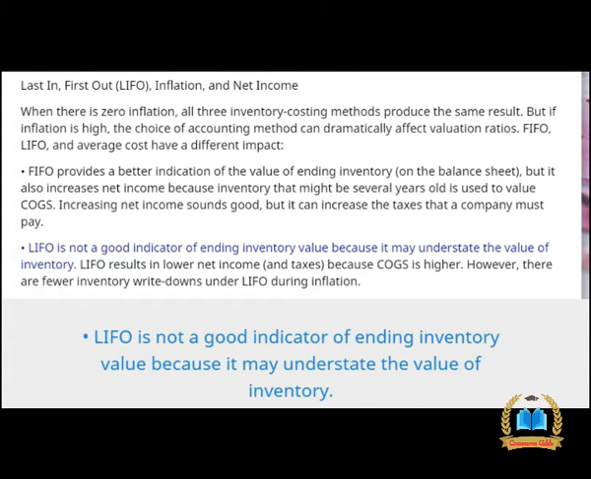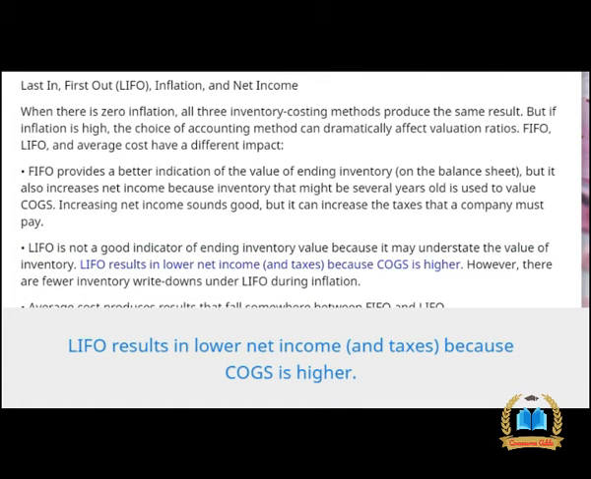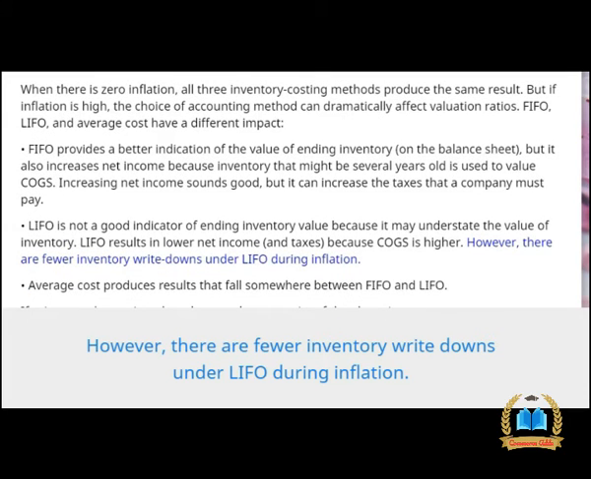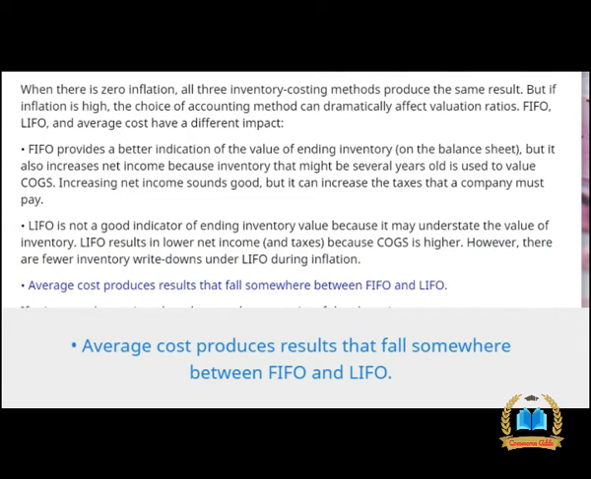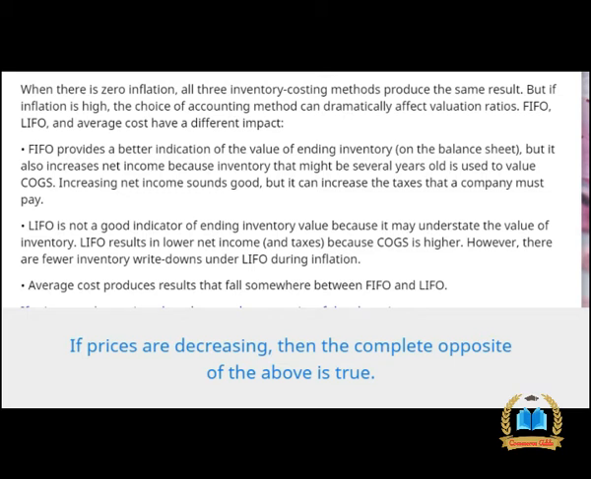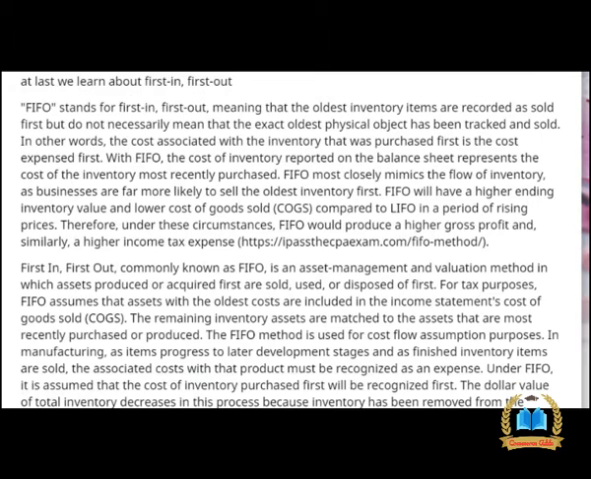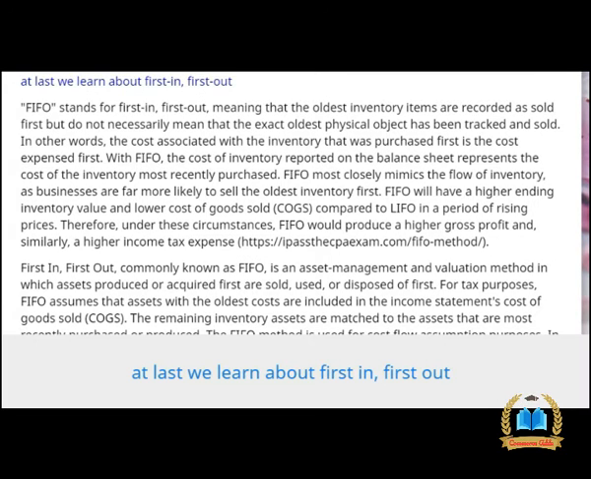LIFO is not a good indicator of ending inventory value because it may understate the value of inventory. LIFO results in lower net income and taxes because COGS is higher. However, there are fewer inventory write-downs under LIFO during inflation. Average cost produces results that fall somewhere between FIFO and LIFO. If prices are decreasing, then the complete opposite of the above is true. At last we learn about first in, first out.